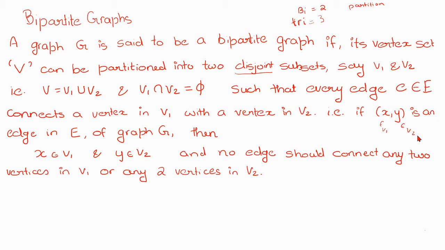And no edge should connect any two vertices within V1. That means there won't be any edge (a, b) such that both a and b belong to V1, or both belong to V2. So either a will belong to V1 and b will belong to V2, or a will belong to V2 and b will belong to V1. That is what it says: both vertices of an edge should belong to two different subsets. Okay, let's see.